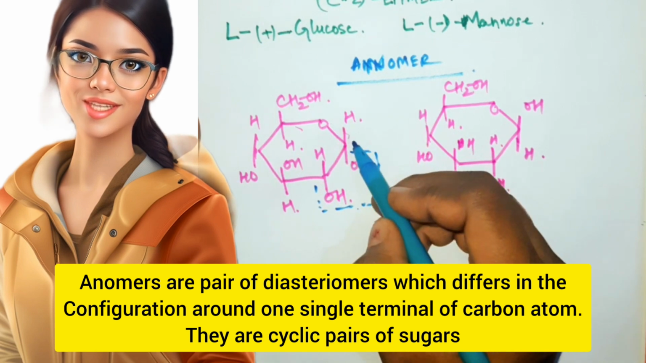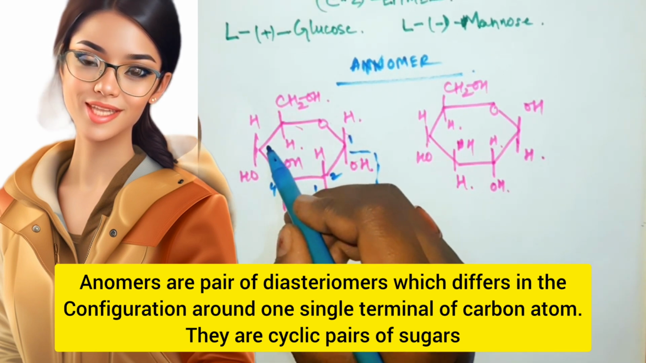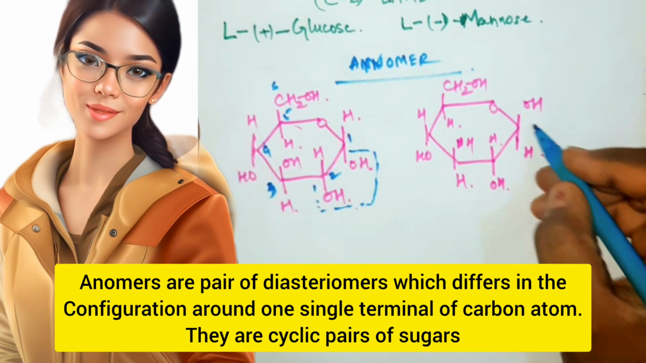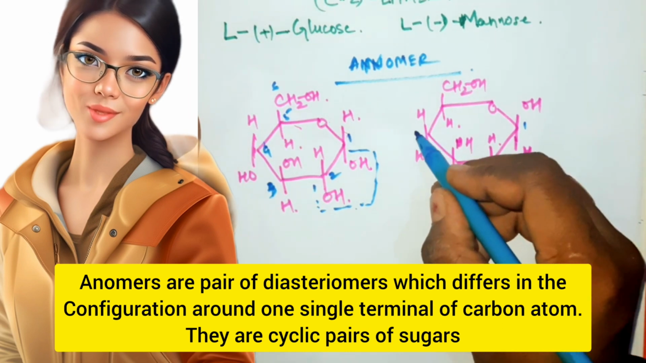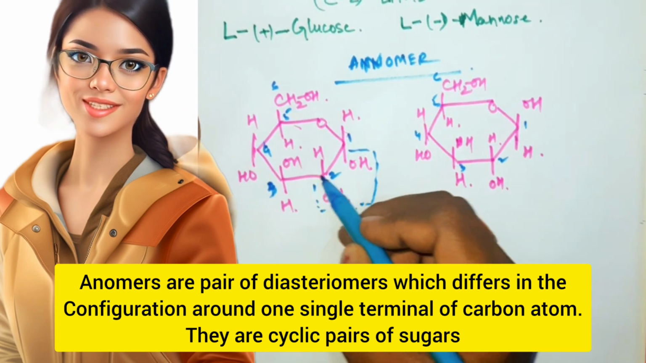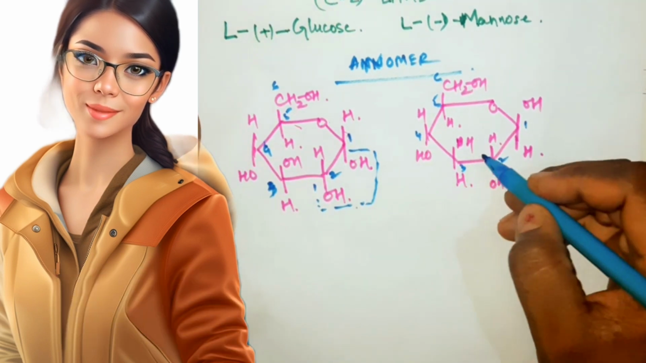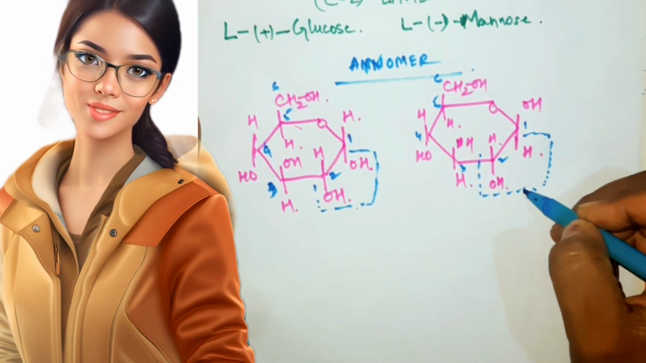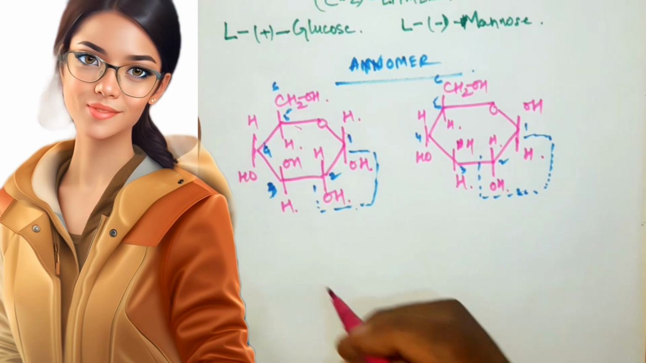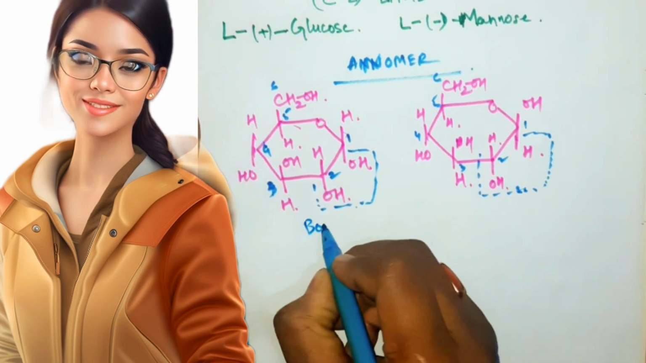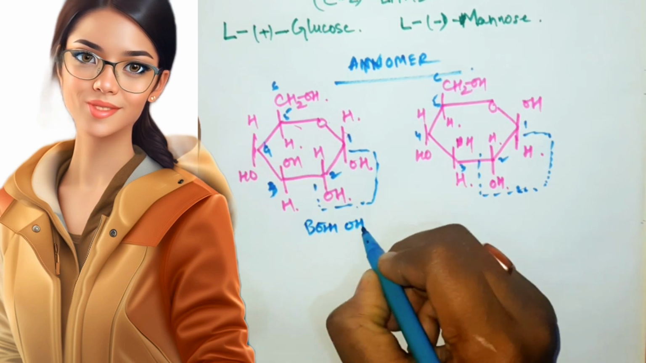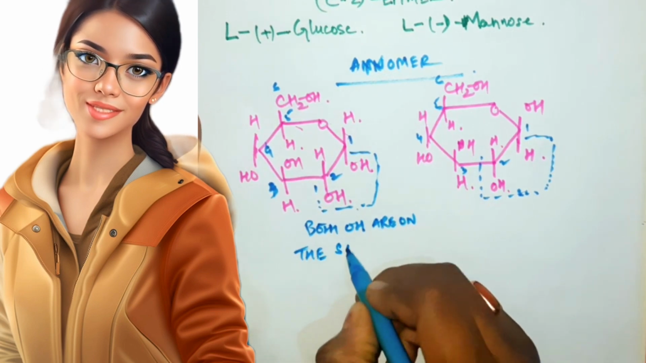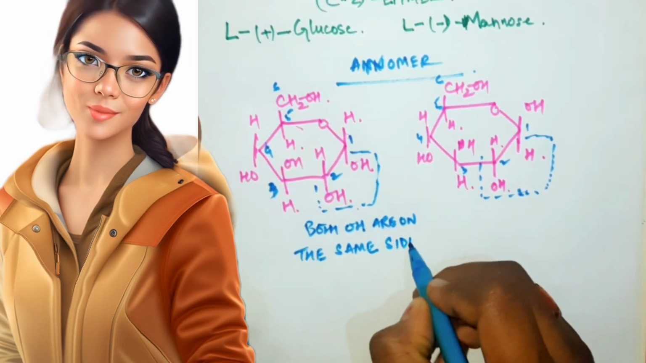That means this is your C1 and C2. The difference is at C1 and C2, the terminal, and here the OH is on the same side, so we say it is the alpha anomer. Whereas in the second structure, the OH is on the opposite side at the same terminal. That means at C1 and C2, the OH group is in the opposite direction: one is downward, another is above the ring. So the first is called the alpha form of the anomeric form, and the second structure is called the beta form, where the OH groups are in opposite directions. So this is your anomeric form.